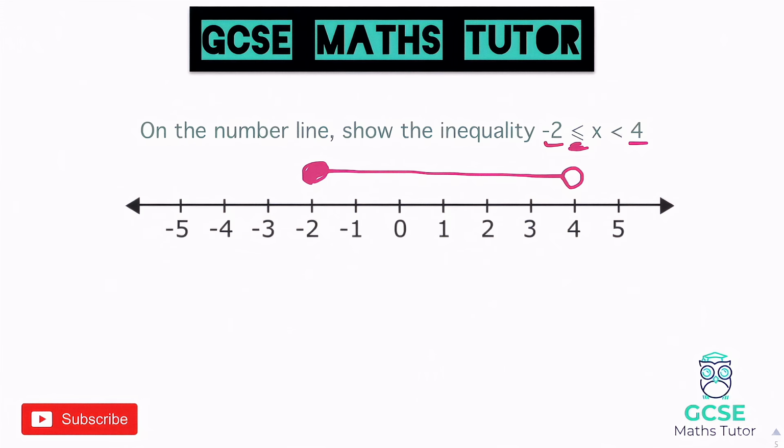Remembering that it is equal to -2, the numbers that this could be are -2, -1, 0, 1, 2, and 3, but not including the 4 there because it says less than 4.